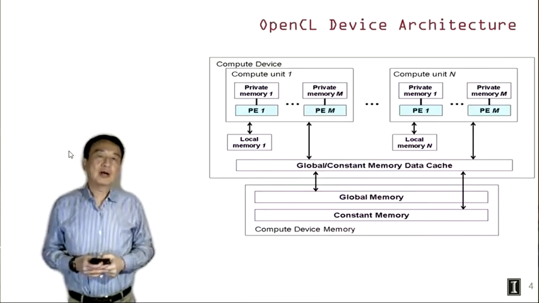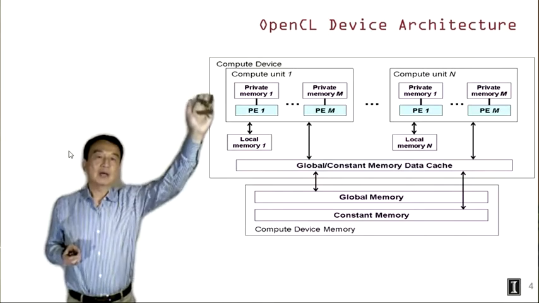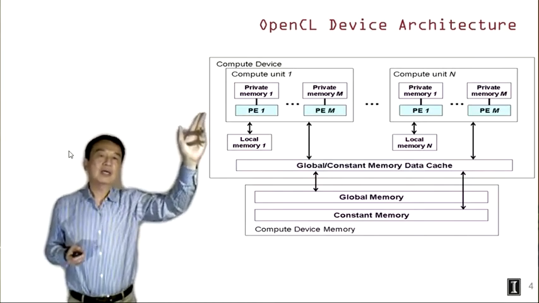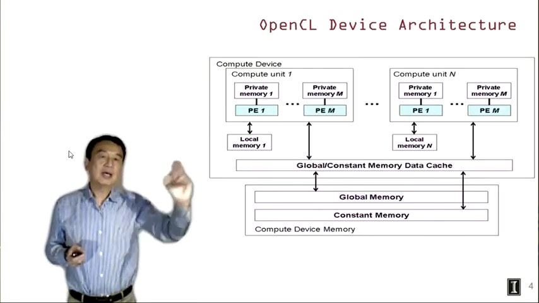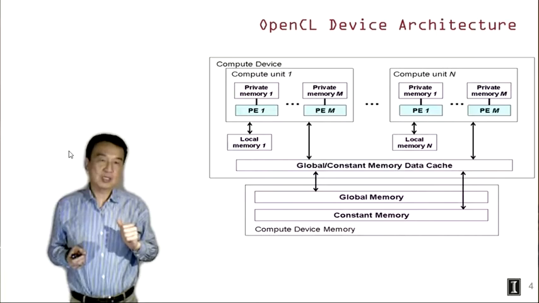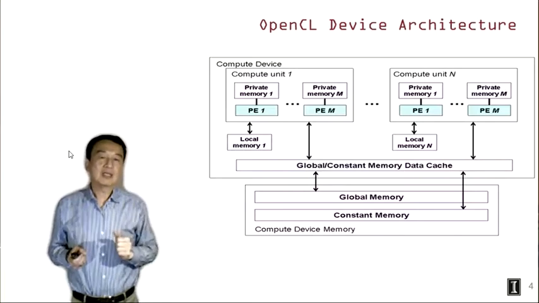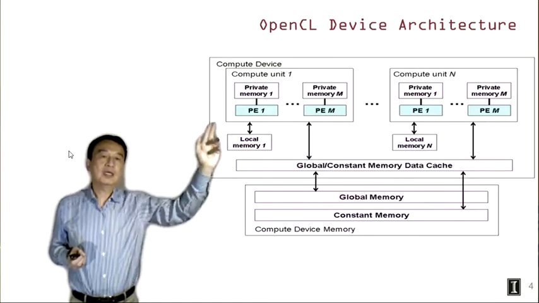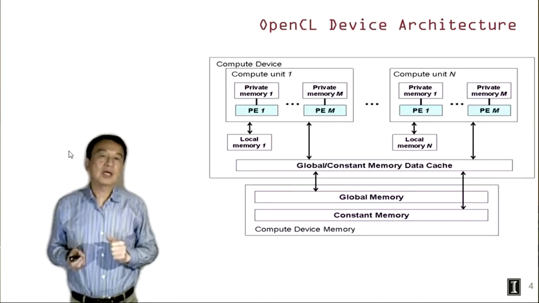Here we show the architecture of an OpenCL device, and this is the architecture based on which you'll be writing OpenCL code. We have a compute device in OpenCL, and in fact, in an OpenCL program, you can have multiple compute devices, and each compute device consists of one or more compute units. And here we show n of these compute units, and each compute unit consists of multiple processing elements, or PEs, and each PE has a private memory, and this corresponds to the register variables in CUDA.